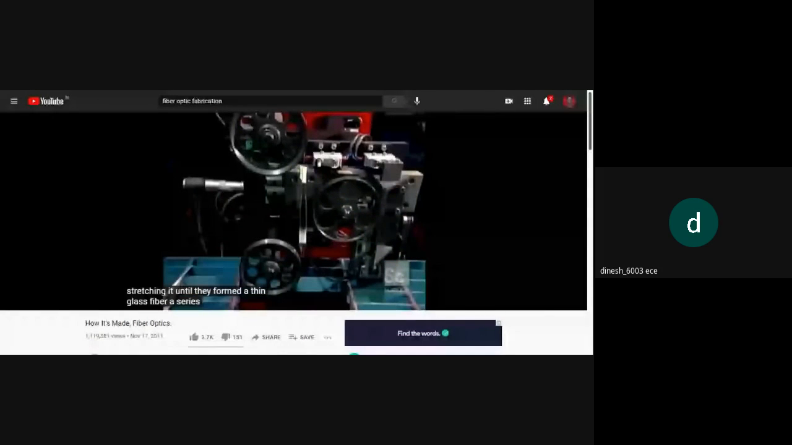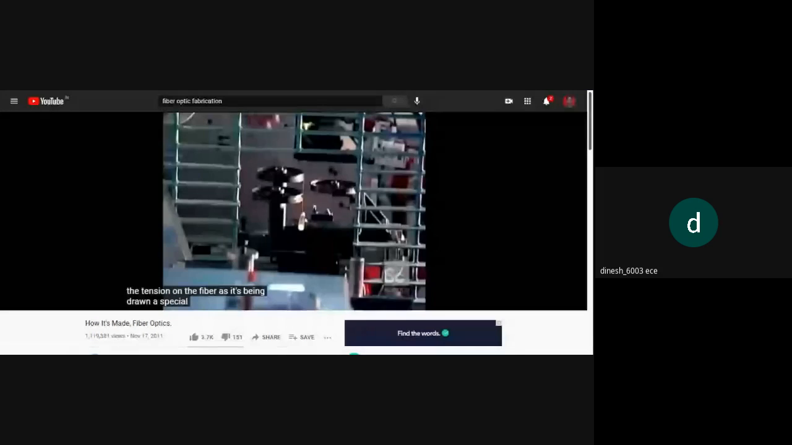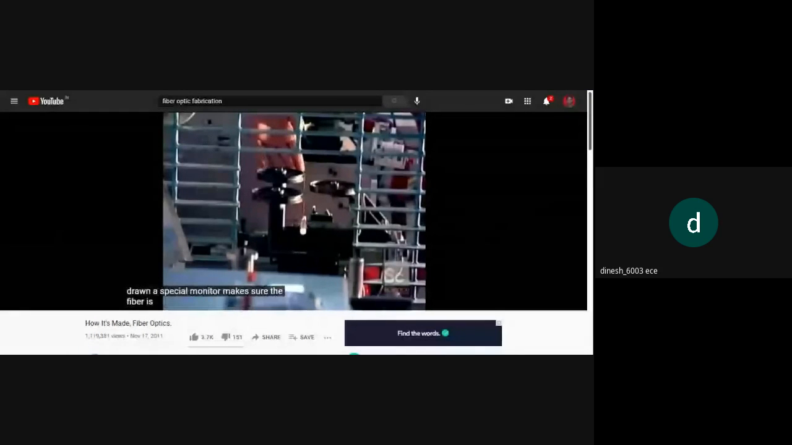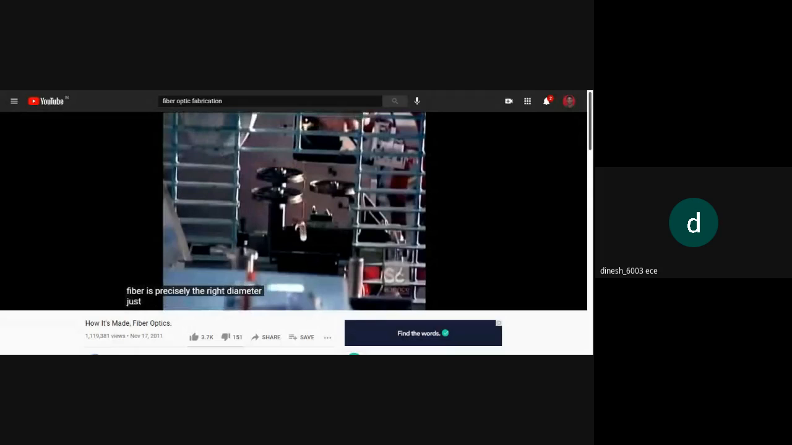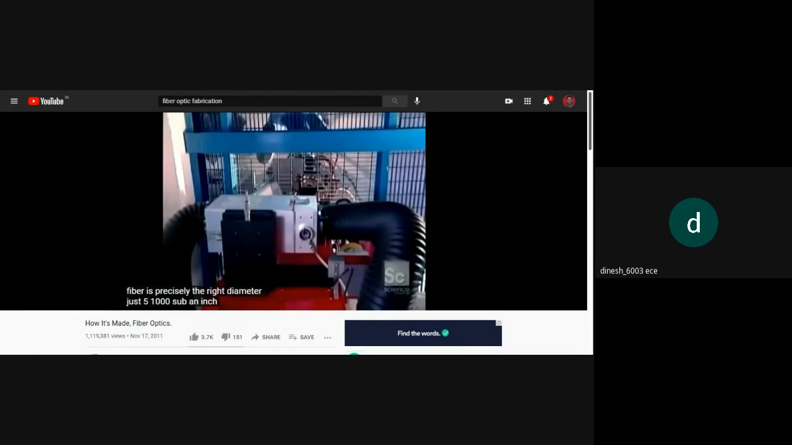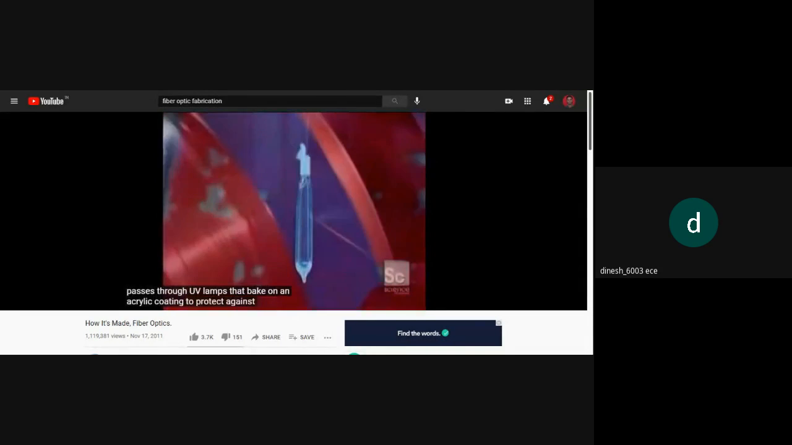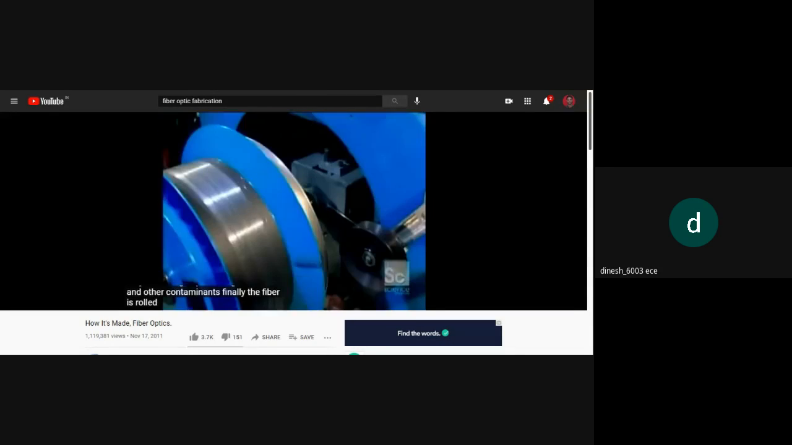A series of pulleys measure the tension on the fiber as it's being drawn. A special monitor makes sure the fiber is precisely the right diameter, just 5/1000ths of an inch. Then the fiber passes through UV lamps that bake on an acrylic coating to protect against dust and other contaminants. Finally, the fiber is rolled onto a drum. From here, it's either shipped out as is or put into a cable.